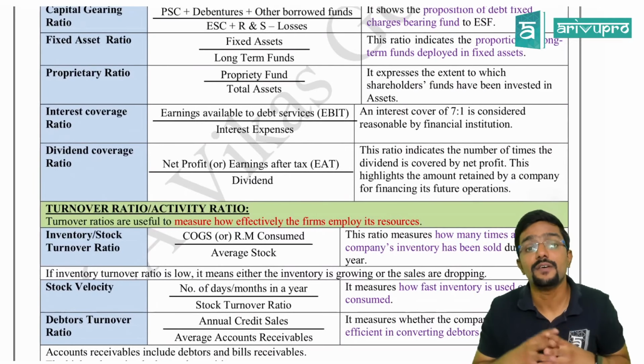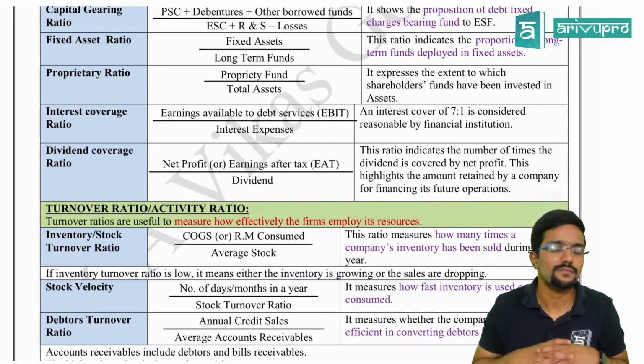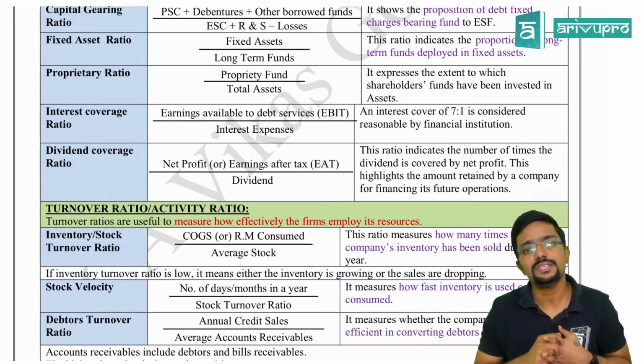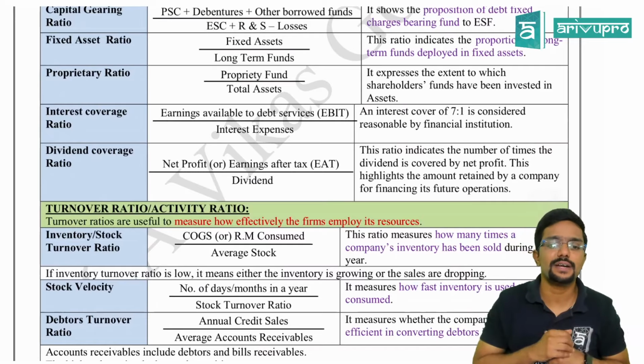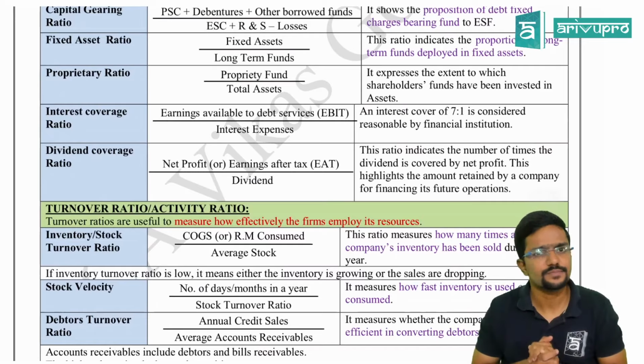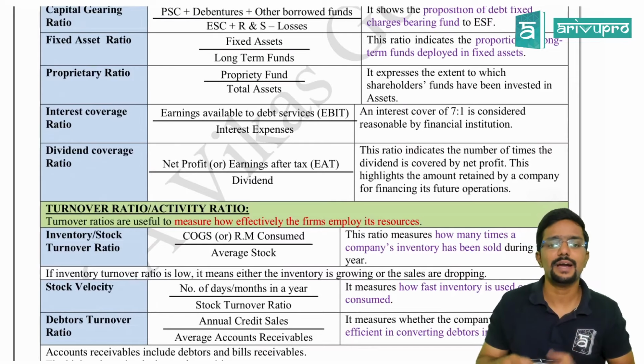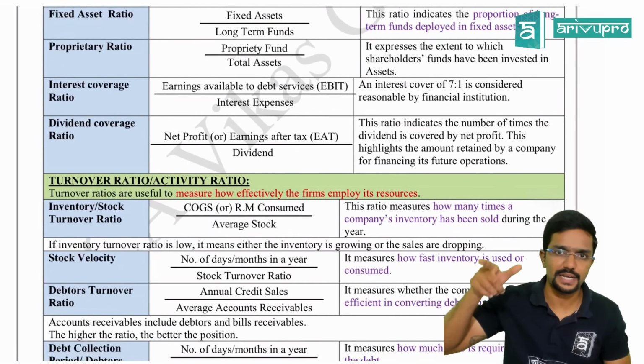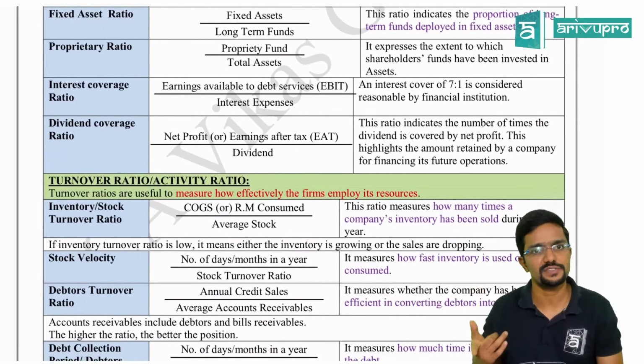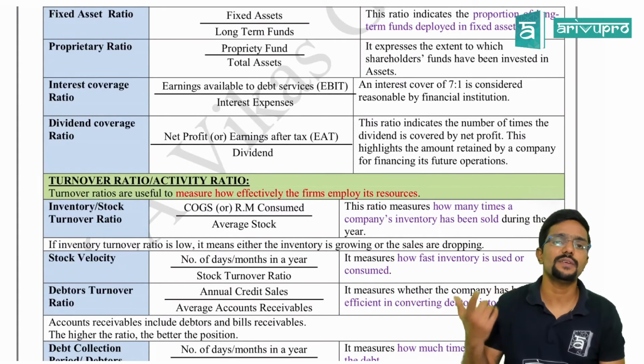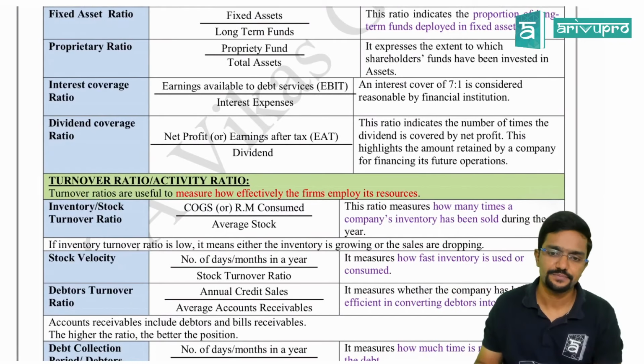Next, coming to dividend coverage ratio. Does the company have enough profit to pay dividend? We have to calculate it here. So what is the profit available before paying dividend, guys? Profit after tax. Profit after tax divided by dividend, and both dividends we are taking here, that is equity plus preference. So in the numerator, we have to take profit after tax.